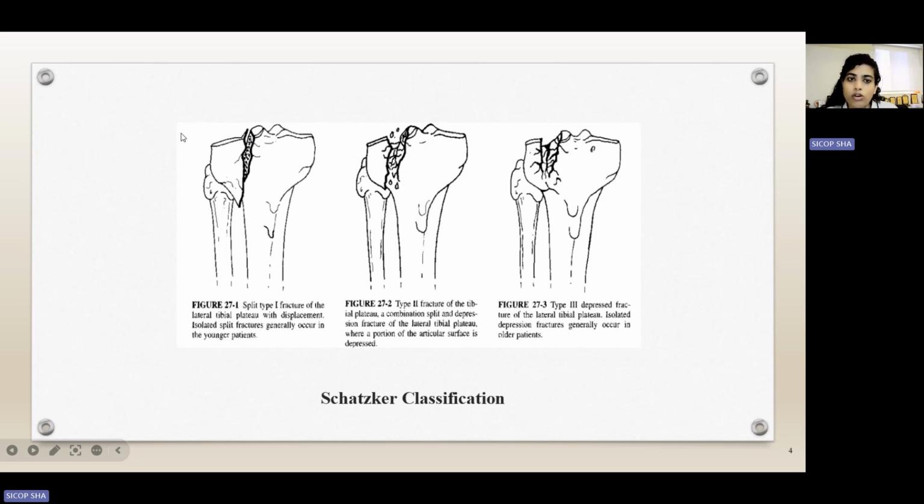Type 2 fracture over here is on the lateral side with split and depression. Here just the split is there, but here your split plus depression is there. The articular surface is depressed, whereas type 3 over here is an isolated depression fracture. This kind of fracture is usually common in the older population, whereas type 1 fractures are usually common in younger patients.